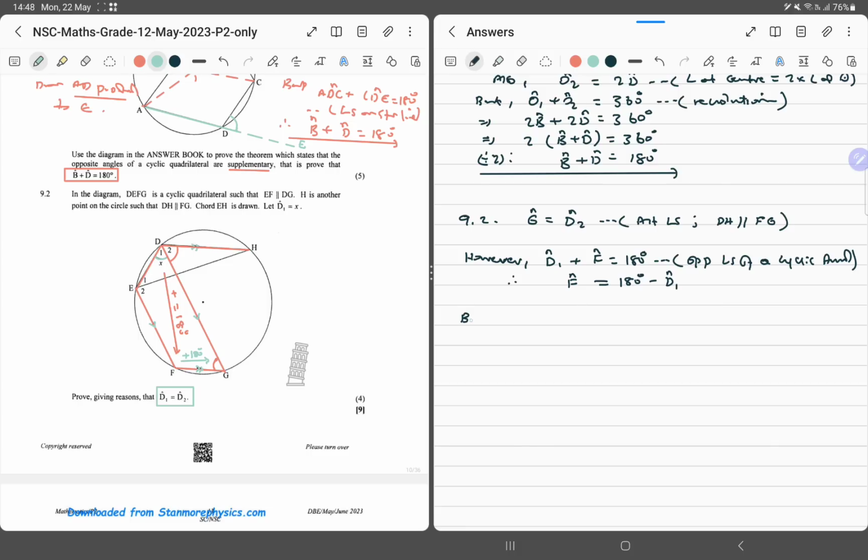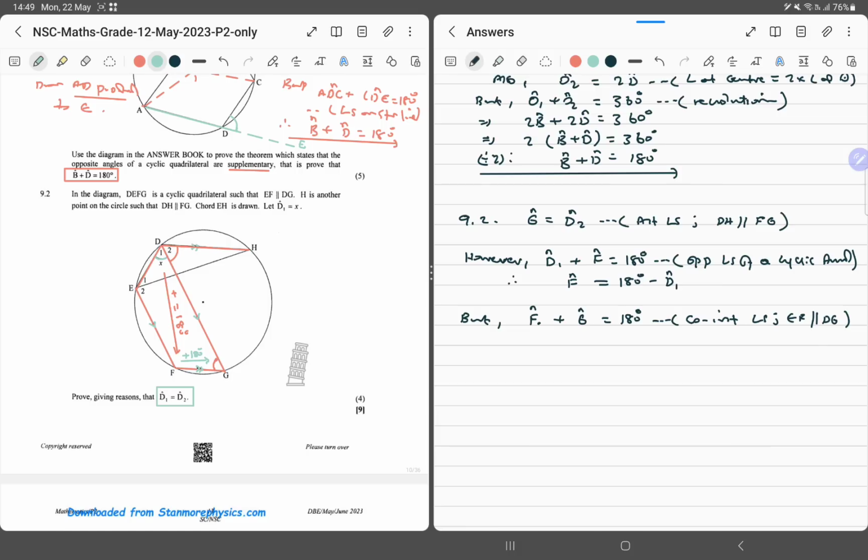Now what is the story? We know that angle F plus angle G is also equal to 180 degrees. These are co-interior angles. Again, state the set of parallel lines: we know that EF is parallel to DG.